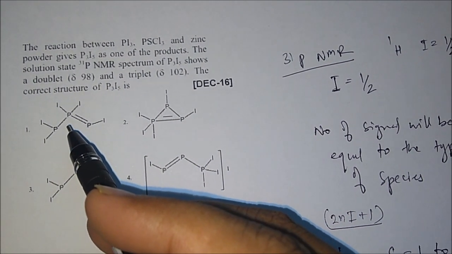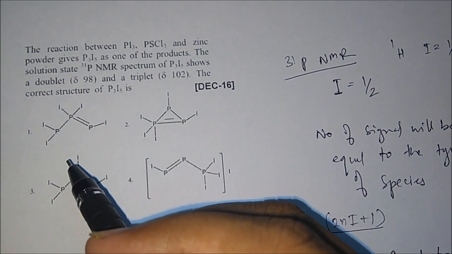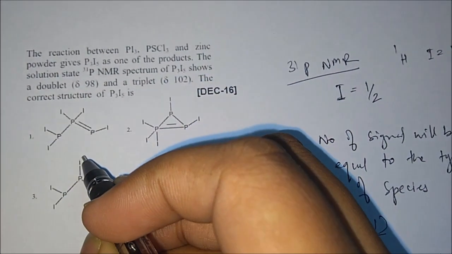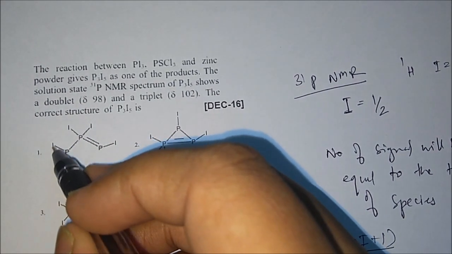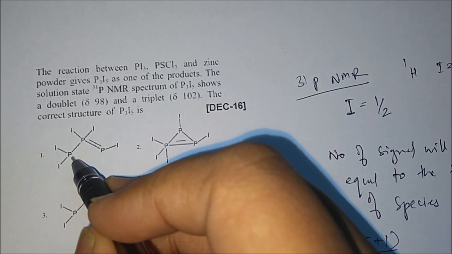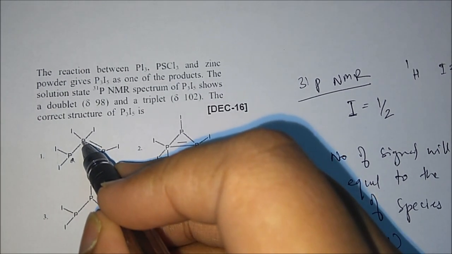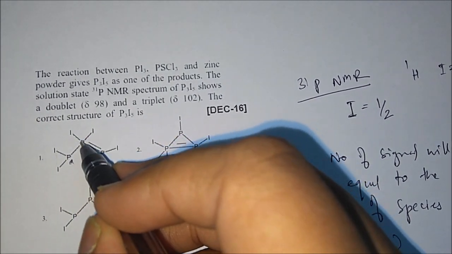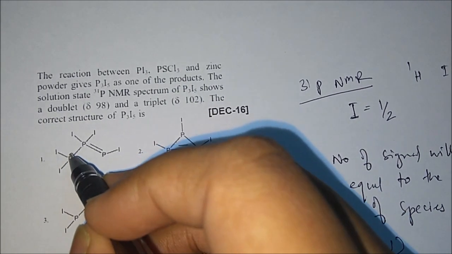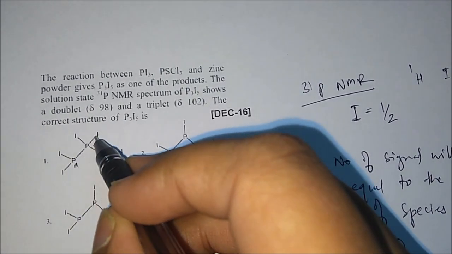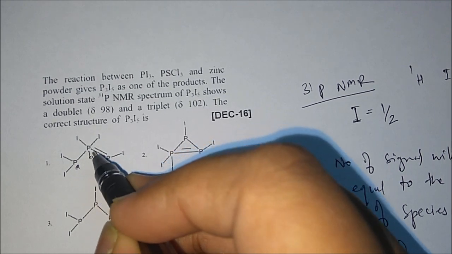So let's check the options and try to find out how many types of phosphorus are in each option. Now in this option, see, this phosphorus is attached to 2 iodine. So let's name it as A. Now this phosphorus is attached to 2 iodines and then it is attached to 2 phosphorus, but this was attached to 2 iodine and 1 phosphorus. That means these phosphorus are different from each other. So let's name it as B.